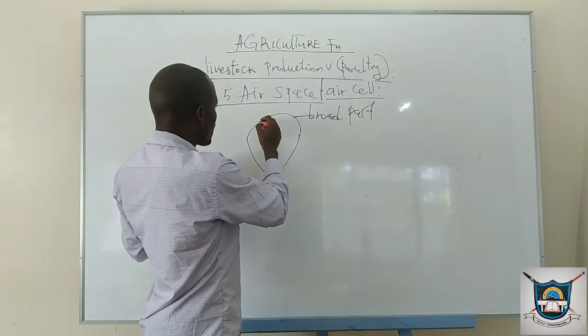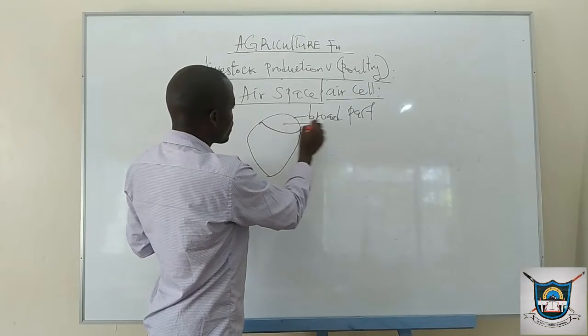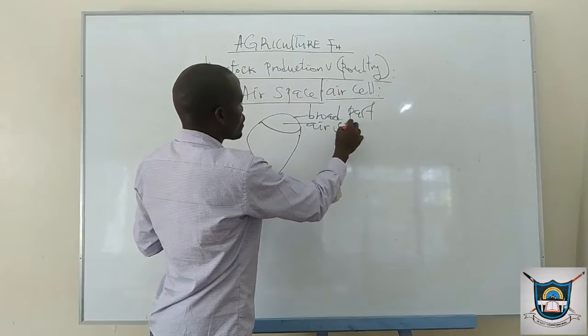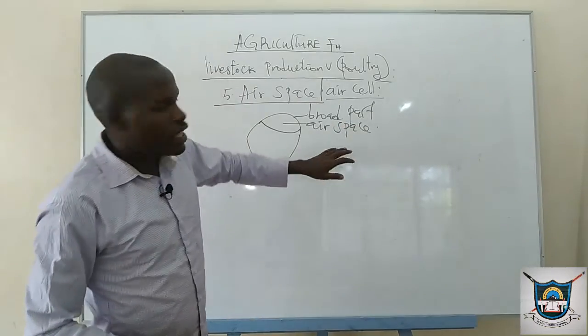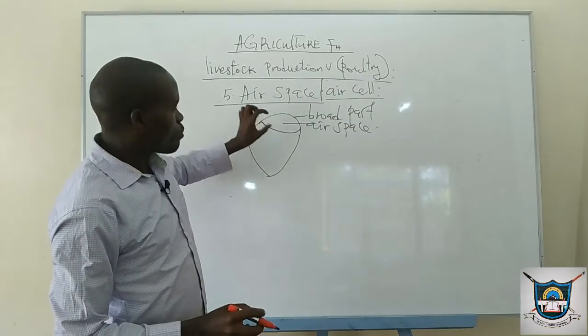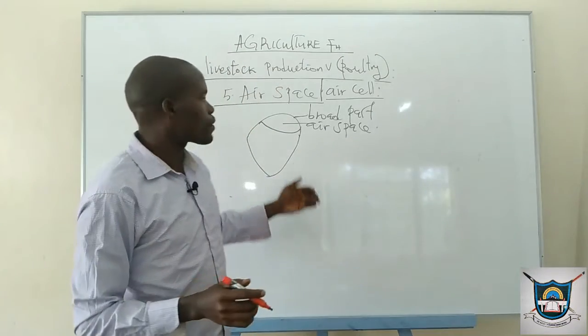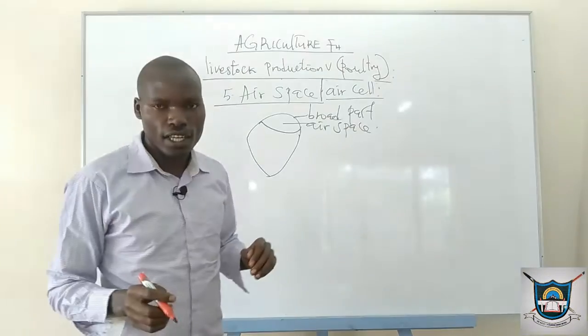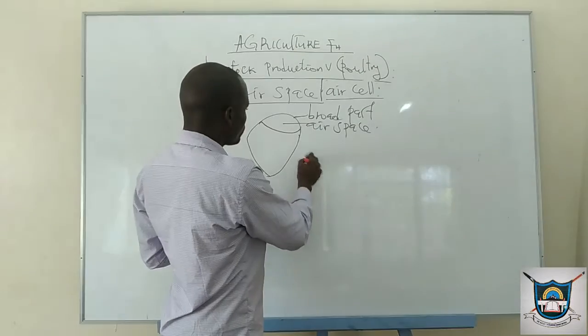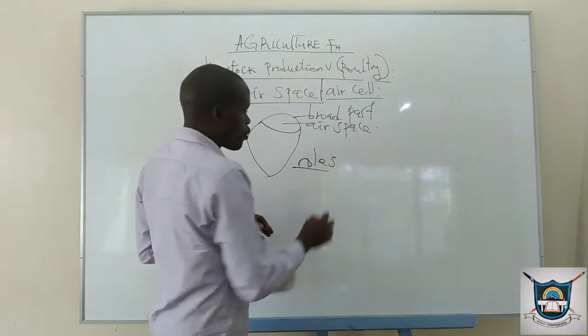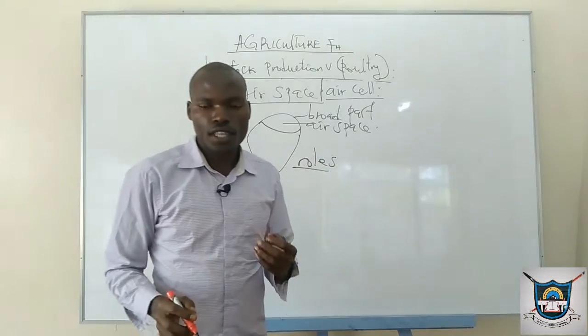For instance, we can have a simple sketch like this one. This is what we are calling the airspace. This is the airspace which is located at the broader part of the egg. Now, why is it that we have the airspace within an egg? Let us look at the functions of the airspace.